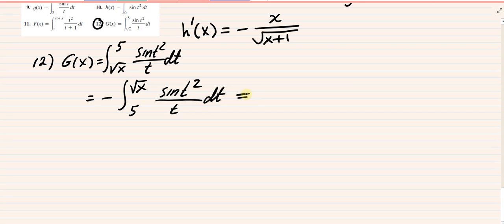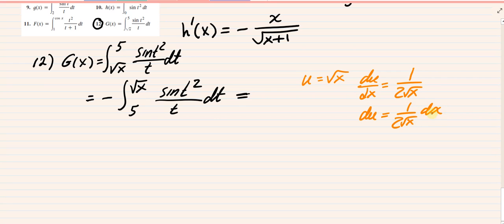Now notice here we have square root, right? So this time u is square root of x. Therefore du dx is going to be 1 over 2 root x, or simply du is 1 over 2 root x dx. True? Now we can work this one. So the answer to the derivative, this is still the integral, right? At this point, that's just g of x.